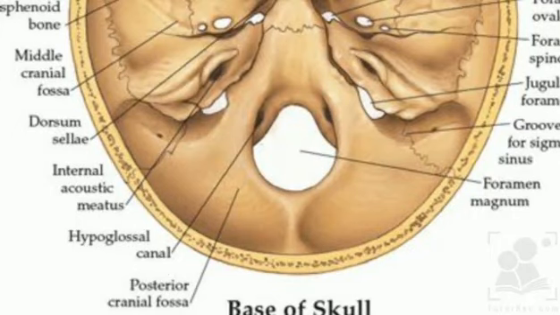So now comes towards the posterior cranial fossa. This is the posterior cranial fossa, which is bounded anteriorly by the petrous part of temporal bone and posteriorly by the squamous part of the occipital bone. The posterior cranial fossa lodges the cerebellar hemispheres and the base of the brain.